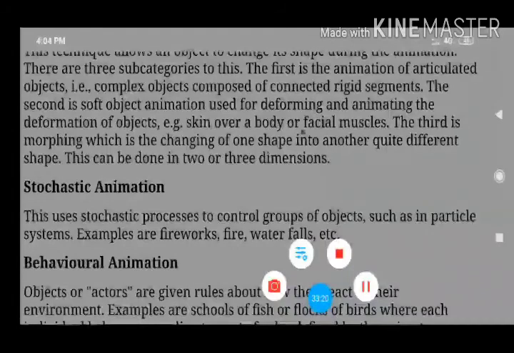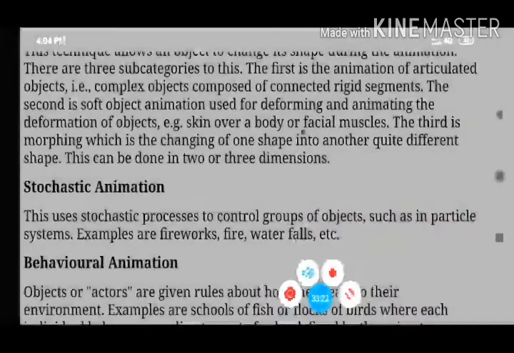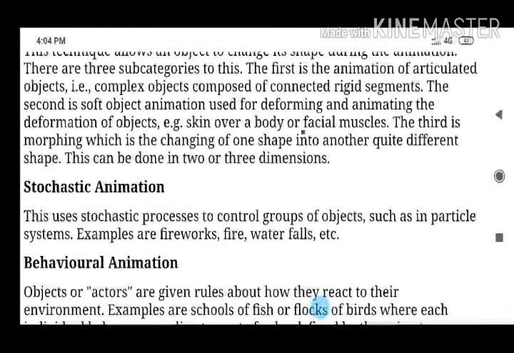I hope that you understand it. When the question comes, just explain what a behavioral animation is, what a procedural animation is, what a stochastic animation is, and please explain theoretically. I hope that you will write the exam very nicely. You are preparing very easily. This concept totally explains the types of animation systems in computer graphics.